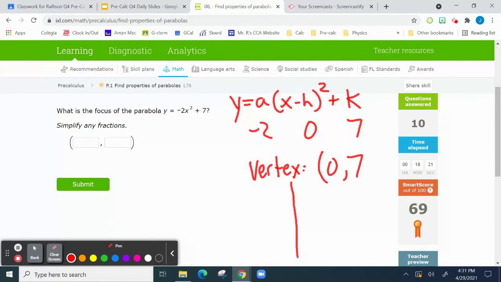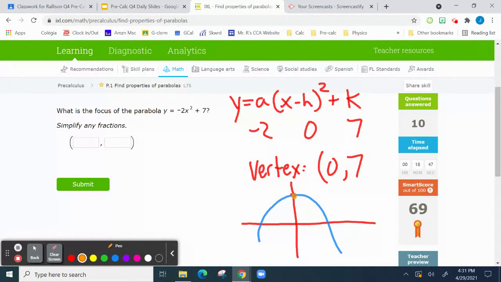Okay, so let's just do a little sketch. 0, 7. So there's our vertex right there. It's negative, so it opens down, as you can see, right? So it's going to do something like that. Who knows what? But we know that vertex right there is 0,7.